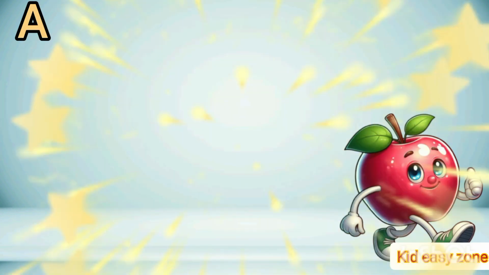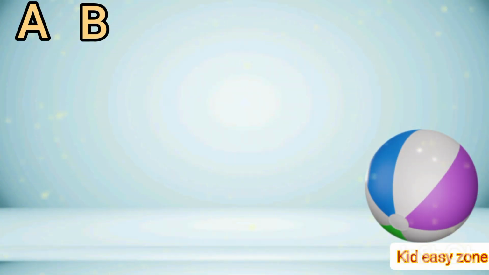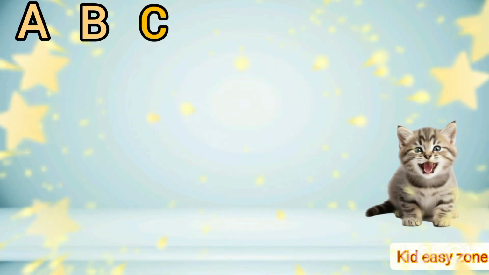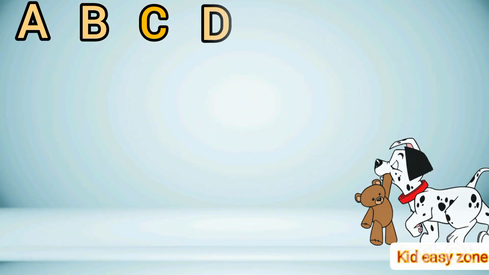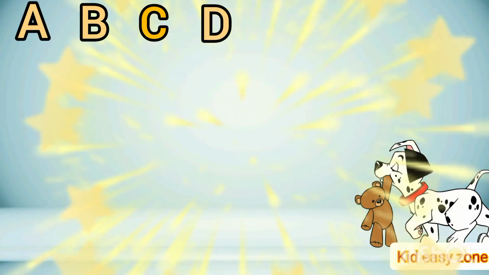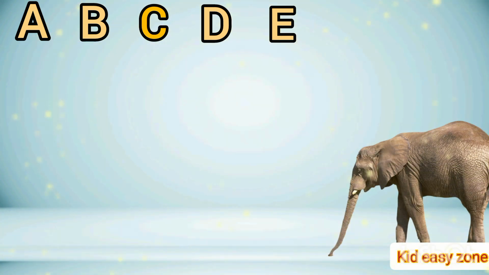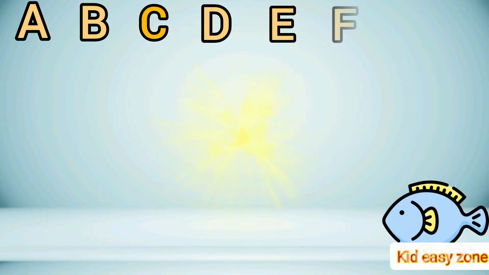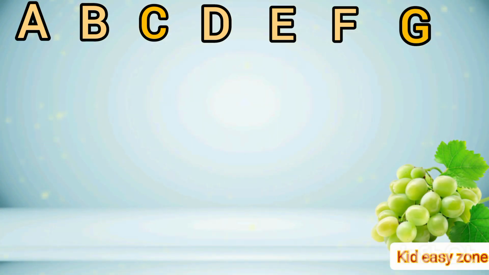A. A for apple. B. B for ball. C. C for cat. D. D for dog. E. E for elephant. F. F for fish. G. G is for grapes.